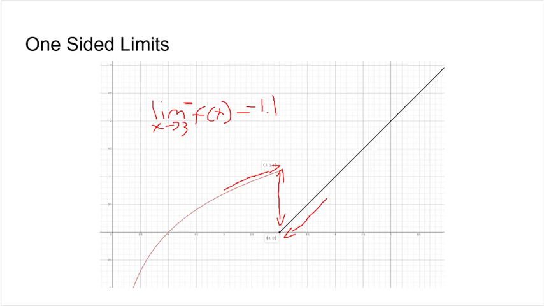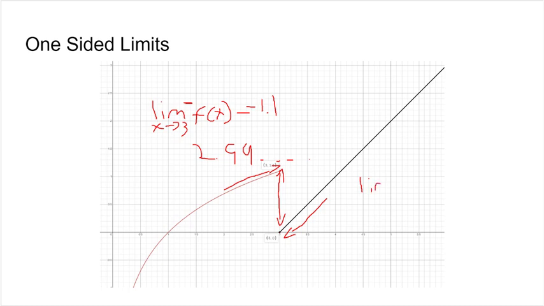Pretty much how you would find that, similarly to two-sided limits, is you would just continuously get closer to 3, right? 2.9, 2.99, and so on. Now, it would be pretty similar if you're trying to find a limit from the opposite direction. So, you'd write it like this.